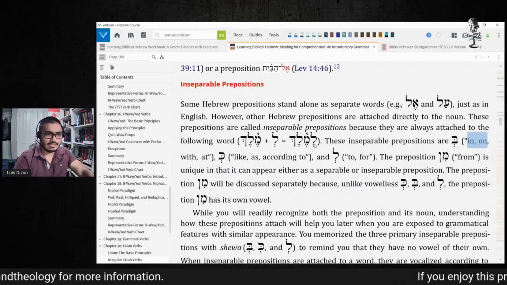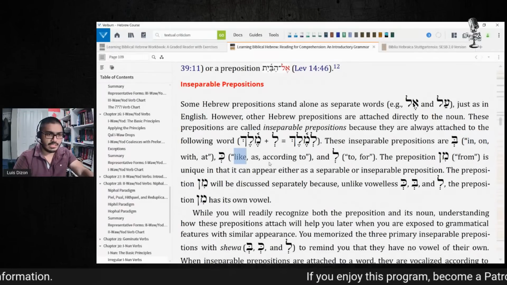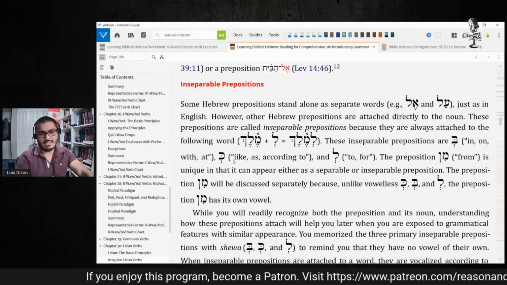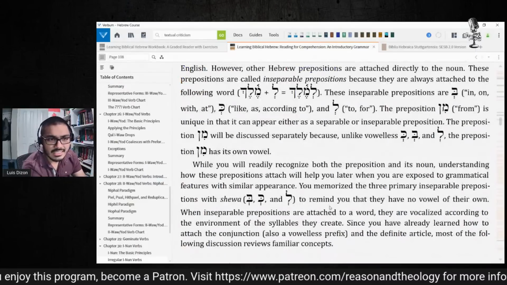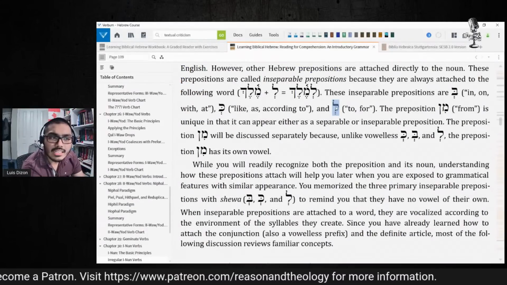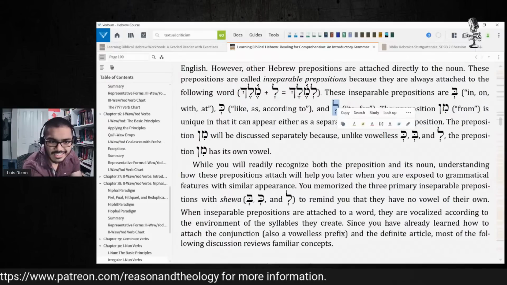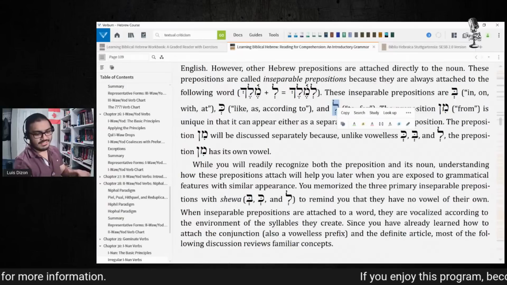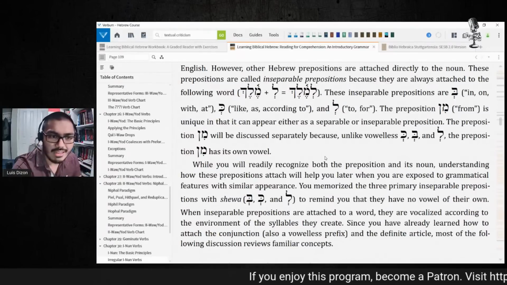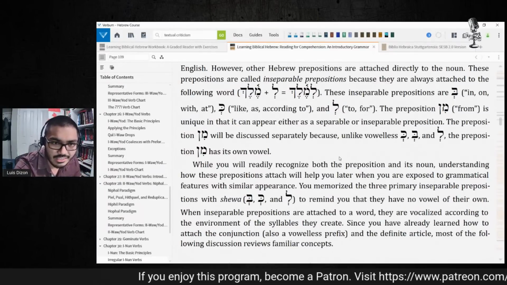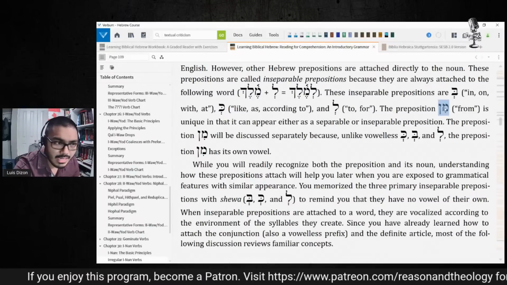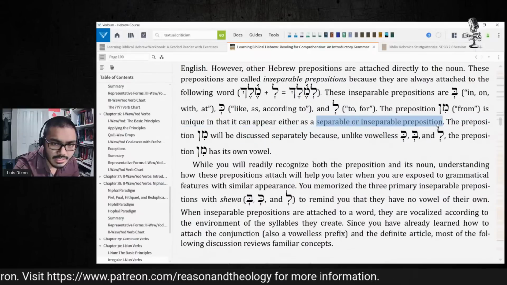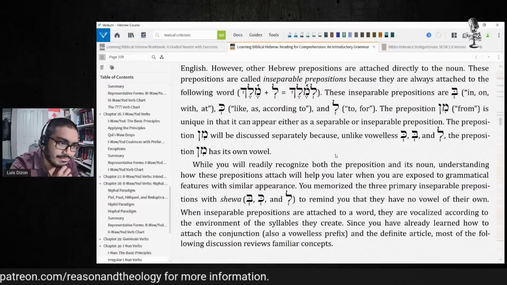So these are the three most common that you'll see. You have in, on, with, at for b. K is like, as, or according to. Le is to or for. And they mean a whole bunch of things besides that. Like le can actually mean from sometimes. There are some contexts where it means that, and it can throw some people off, but don't worry about that for now because it's rare anyway. I'm just letting you know. And then min is an interesting case because it can be separable or inseparable. You'll see examples of both.